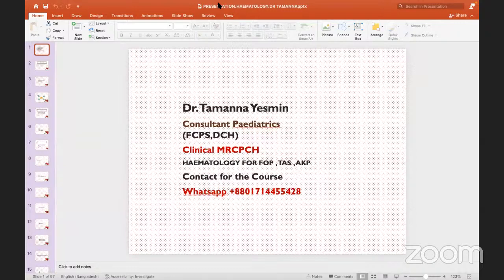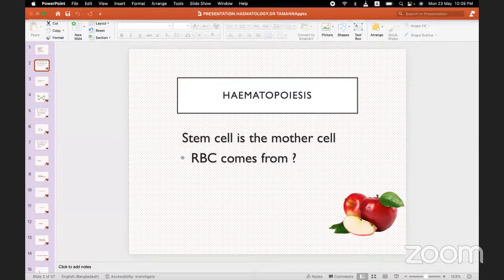So hematology, as I said, is a big chapter. It is one of the biggest chapters, like neurology, like cardiovascular. So we will try to cover it in the next session. Today's session, we will cover most of the things, and in the next session we can cover the remaining. Okay, so let's start. Bismillahirrahmanirrahim.